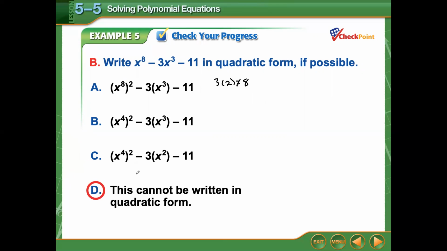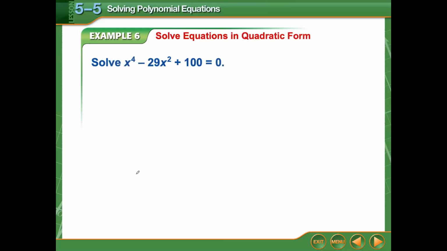So you may be asking, why is this useful? Why should I do this? Part of it is solving polynomials of higher degree that we don't have, say, a formula to do or factor easily. Like in this case, x to the 4th minus 29x squared plus 100. If I rewrite this in quadratic form, I can solve it easily, especially if I do not have a calculator to help me out.